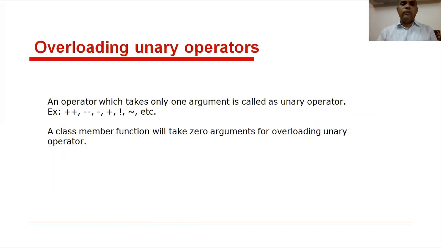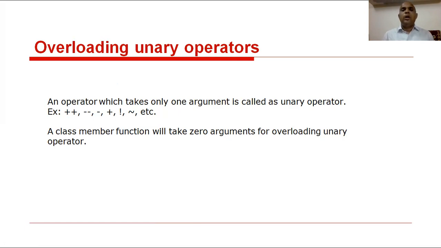Next one is unary operators. We know, there is an operand and an operator. Clear? Operand and operator. Single operator, single operand. That is called unary operators. Then what are the unary operators? Here increment and decrement operators, not operator and negation operator, etc. These are all the unary operators.